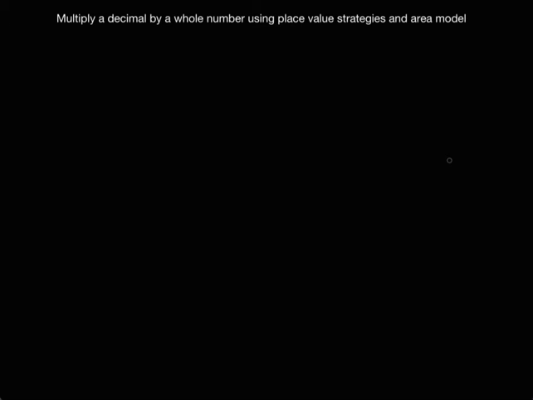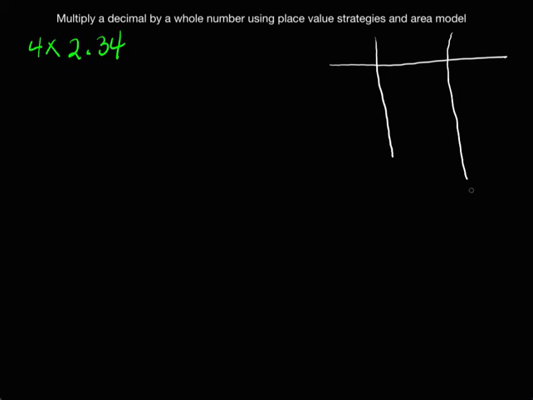So we're going to multiply 4 times 2 and 3/100. First we'll start with a place value chart, and I'm going to draw a place value chart with 3 columns. We need to have the ones place, the tenths place, and the hundredths place.